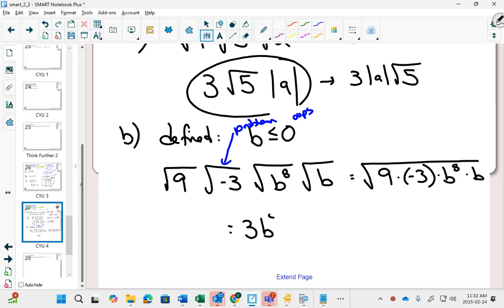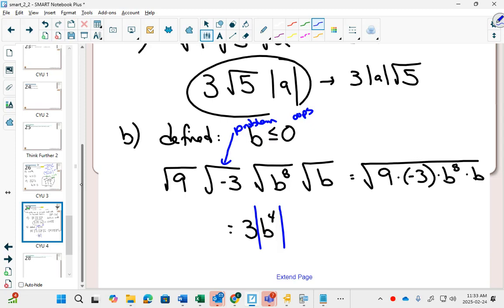Exponent laws. Does it make sense that b to the 4 times b to the 4 is b to the 8? What's your rule for multiplying exponents? Add the exponents. So square rooting b to the 8 will just be b to the 4. You do not need absolute value bars here. If you put them, it's not wrong. But why don't we need them? Because it always comes out positive.